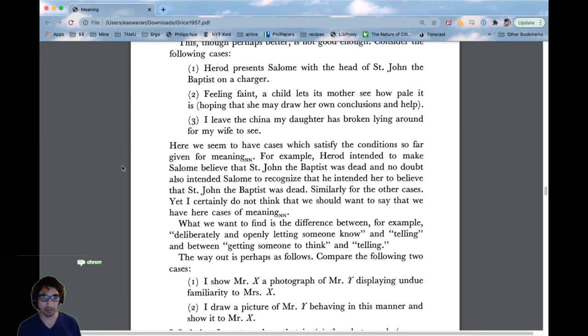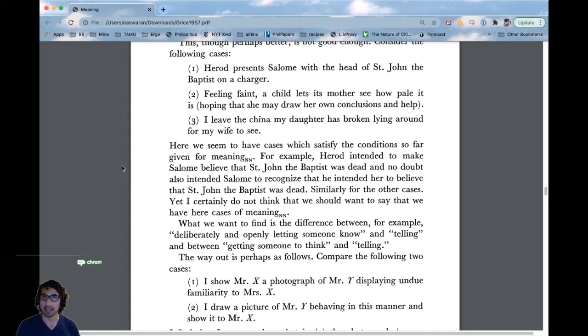Here we seem to have cases which satisfy the conditions so far given. For example, Herod intended to make Salome believe that St. John the Baptist was dead, and no doubt also intended Salome to recognize that he intended her to believe that. Similarly for the other cases. Yet I certainly do not think that we should want to say that we have here cases of meaning.